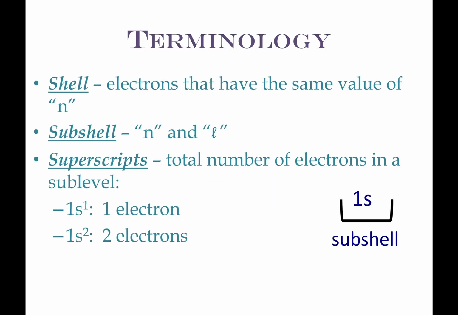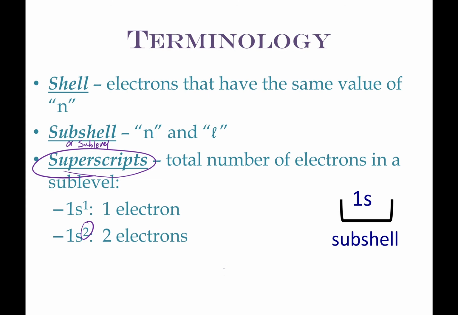Terminology that you need to know. A shell is going to be those that have the same N value. A subshell or a sublevel has the same N and L value. And superscripts, you're going to put the total for the degenerate orbitals, the total for the sublevel, up as a superscript. Make sure it's a superscript.